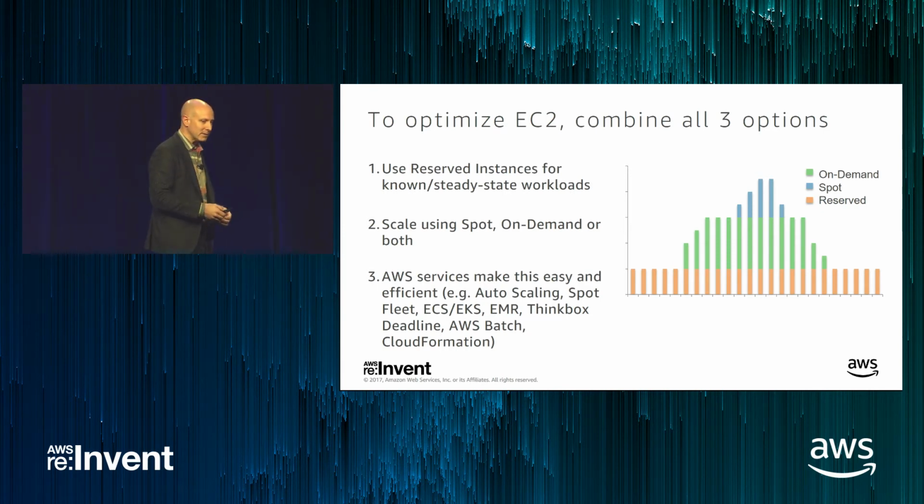Auto-scaling, Spot Fleet, ECS. Anybody attend the keynote and hear about EKS, the new managed Kubernetes service? That's another thing in preview right now, but when it goes generally available, we'll also have Spot integration. You can use Deadline, which is a product from an AWS subsidiary called ThinkBox, if you're doing image rendering. You can use AWS Batch. You can use CloudFormation. All of these things make this really easy.